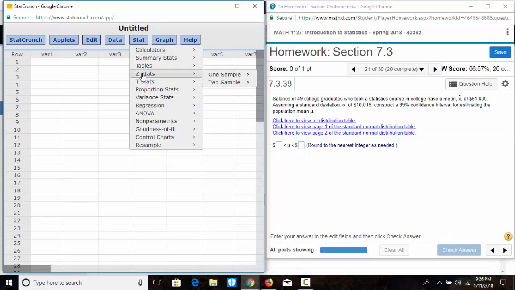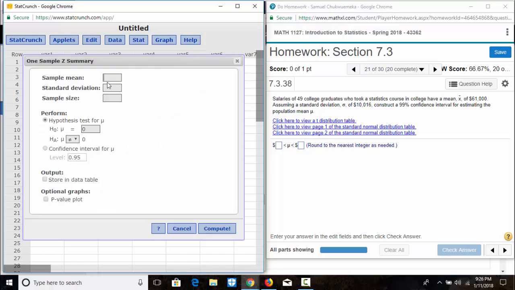Stats, we're going to use these stats because they gave us the population standard deviation. So these stats, one sample with summary. The sample mean is 61,000. Please do not put a comma, okay? 61,000. Population standard deviation is 10,016. Sample size is 49.